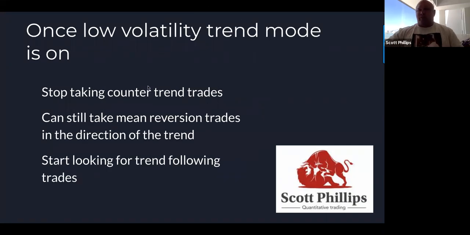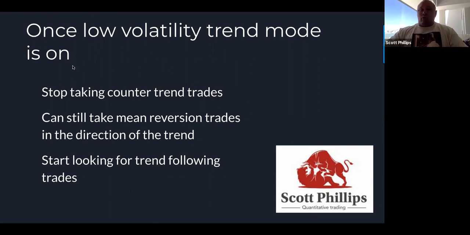So once low volatility trend mode is on, we call this low volatility trend mode, and once we switch it on, what do we do? We stop taking counter trend trades. So you can still take mean reversion trades, but just in the direction of the trend. And then we start looking for trend following trades.